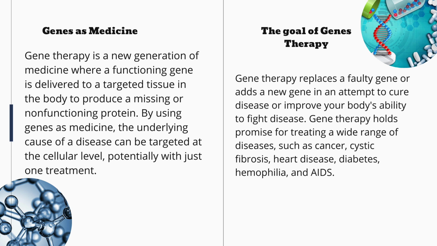There are two major types of gene therapy: gene addition and gene editing. Gene addition is the addition of genetic material into the cell to enable the body to produce a functional protein that it could not adequately make before.